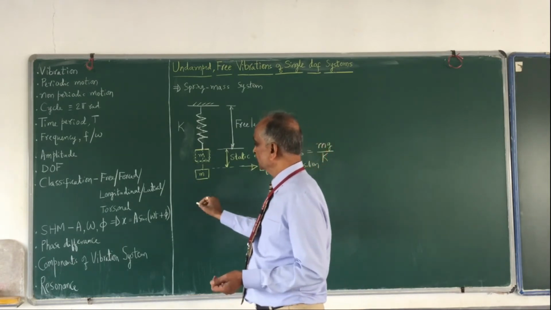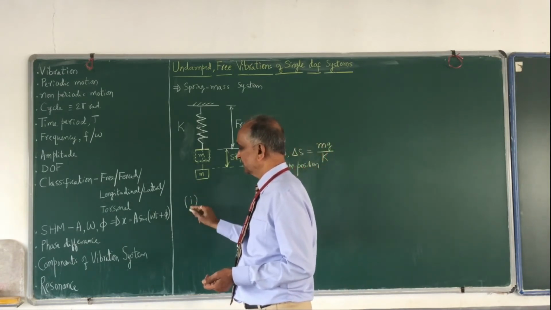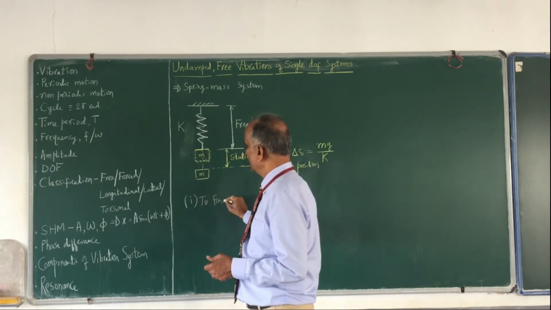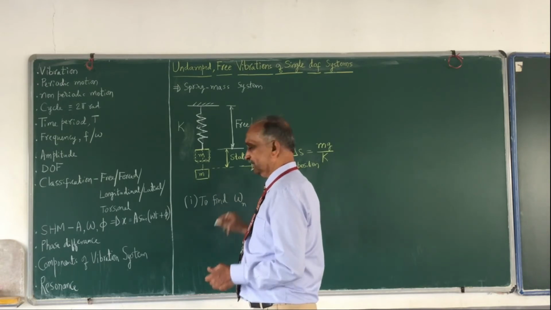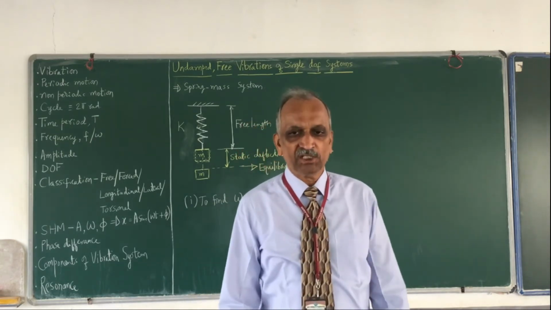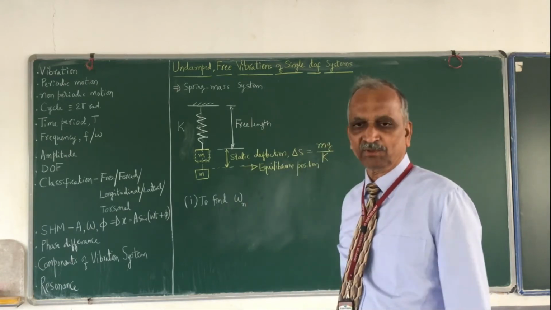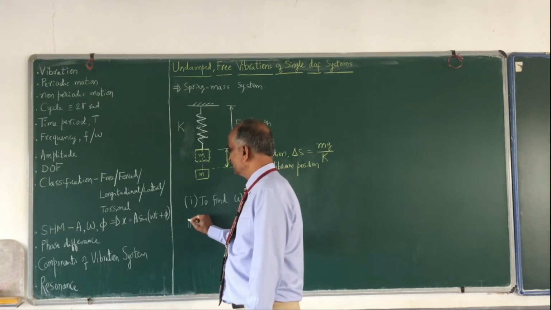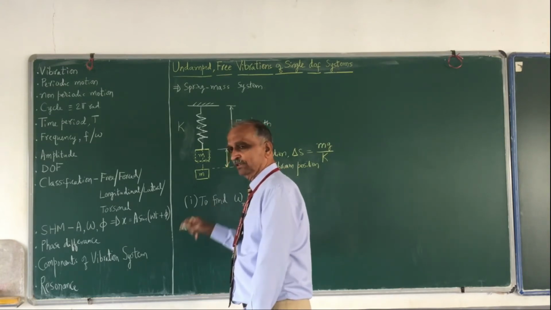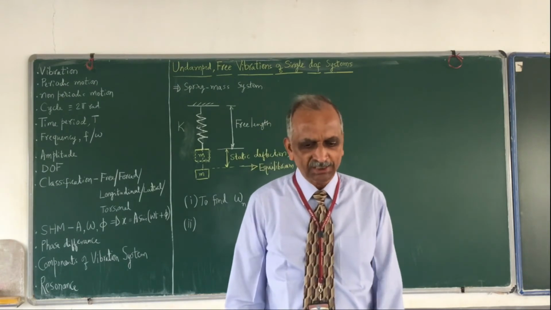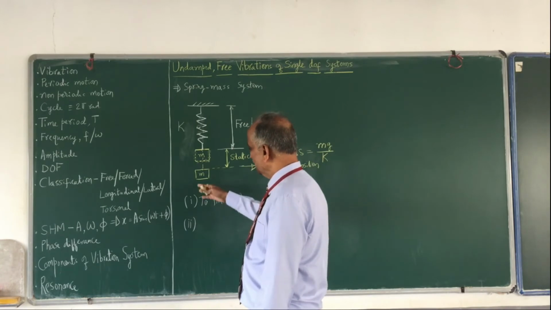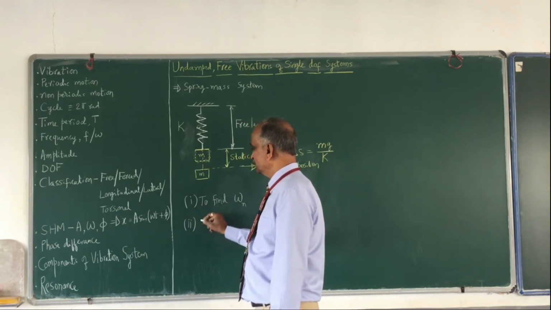So here we are going to do two things. One is our ultimate aim, which is to find omega n, the natural frequency of the system. What is the natural frequency of the system? That's what I want to find out. I am going to do this by various methods, and I shall tell you what the different methods are. And in the process, we may also write what is called a differential equation of motion.